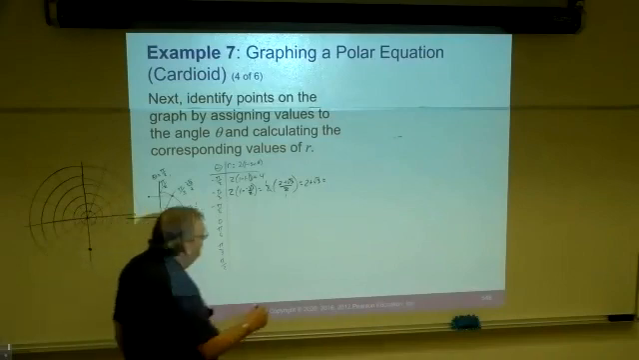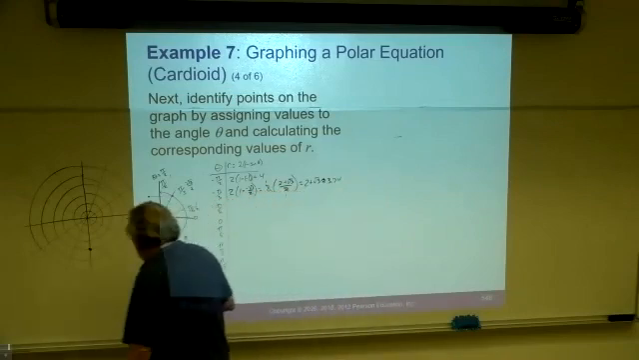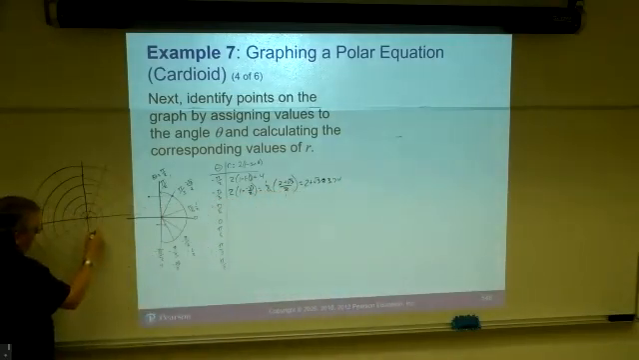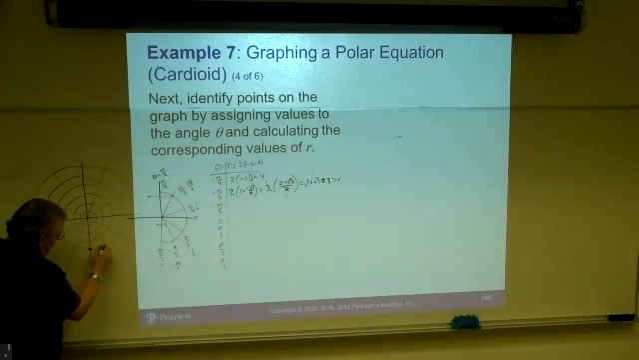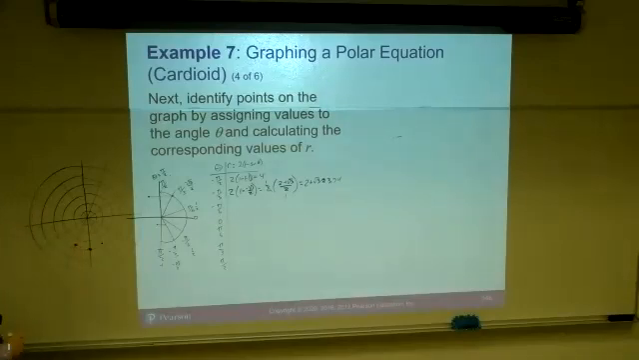Now, when this is approximately 3.74. So I come out 1, 2, 3.74, which is about here. And its mirror image is over here. Oops. Okay. I can graph the mirror image as I'm following.